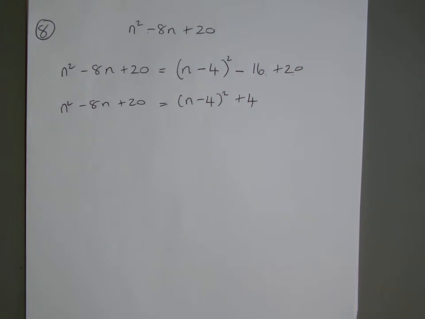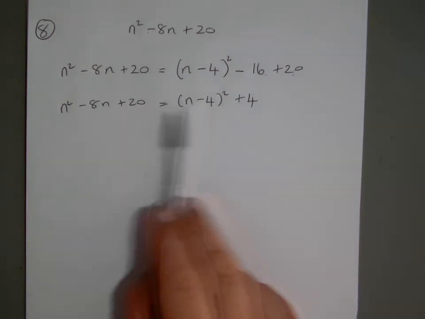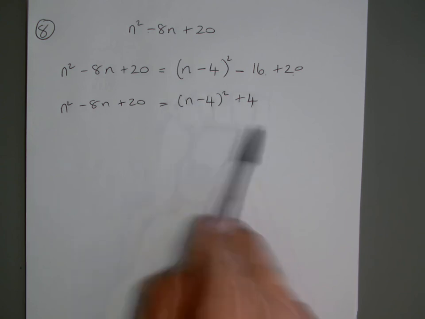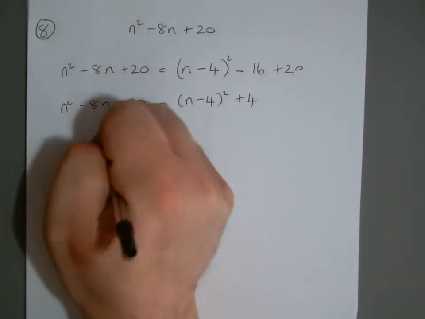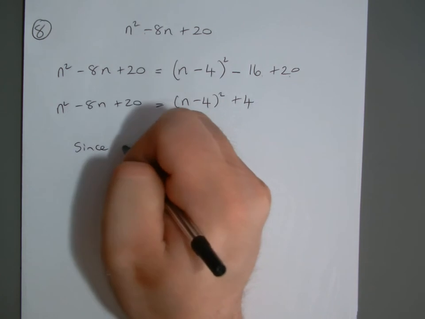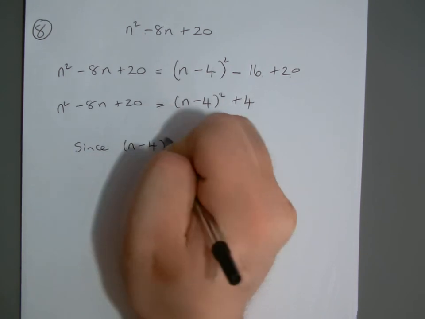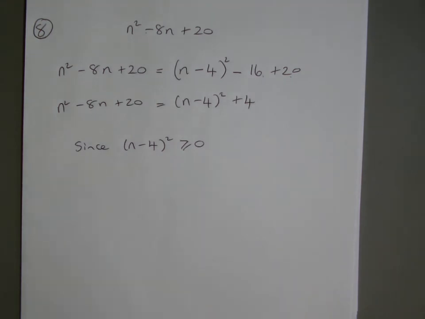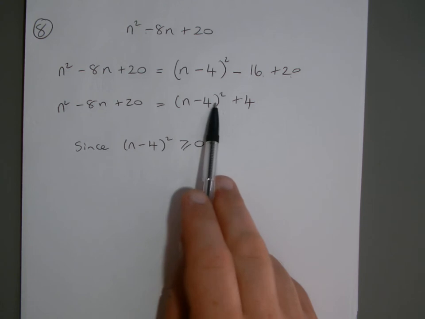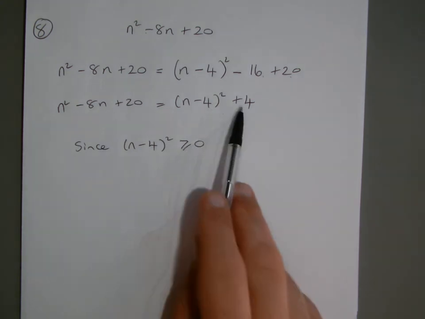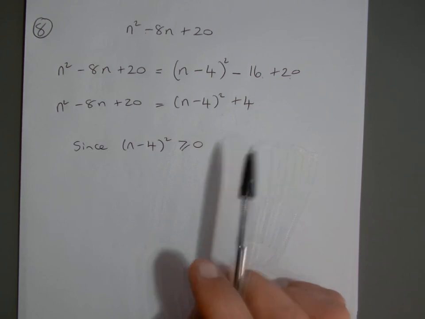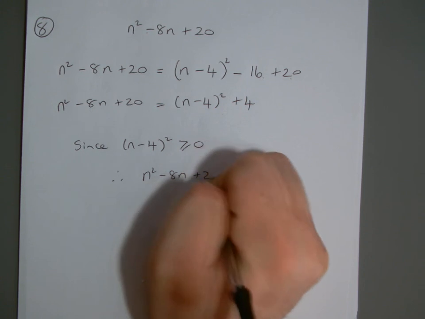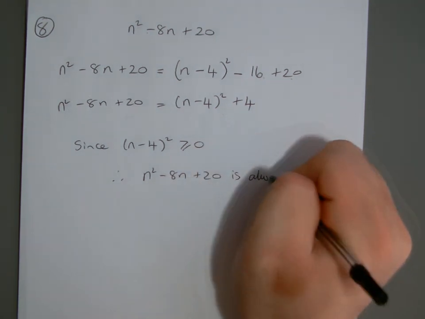It's equal to that. Now, think about this logically. If that is equal to this, well, it's always got to be positive, isn't it? Because this is always going to be positive. Clearly, the first term here is going to be greater than or equal to 0. So since n minus 4 all squared is greater than or equal to 0, it's got to be positive, because a square can't be negative. It could be 0, but then when I add 4 to it, it's just always going to be positive, isn't it? So therefore, n squared minus 8n plus 20 is always positive.